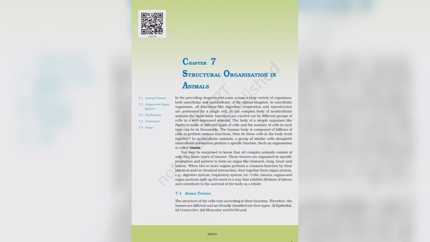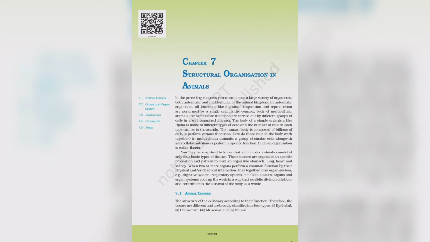7.1 Animal tissue. The structure of cells varies according to their functions. Therefore, tissues are different and are broadly classified into four types. First, epithelial, second, connective, third, muscular, and fourth, neural. 7.1.1 Epithelial tissue. We commonly refer to an epithelial tissue as epithelium. This tissue has a free surface which faces either a body fluid or the outside environment and thus provides a covering or a lining for some part of the body. The cells are compactly packed with little intercellular matrix.